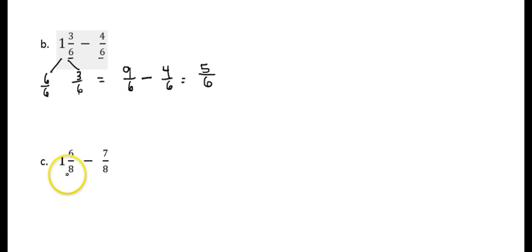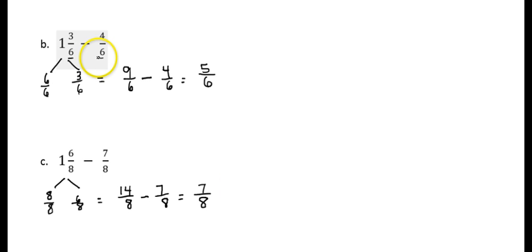The next problem is 1 6/8 minus 7/8, and again I need to do some regrouping here. So I'm going to show 1 6/8 as 8/8 and 6/8. Because I'm working with eighths, I turn the whole into 8/8. That gives me 14/8, and now I can take the 7/8 away. 14/8 minus 7/8 leaves me with 7/8.